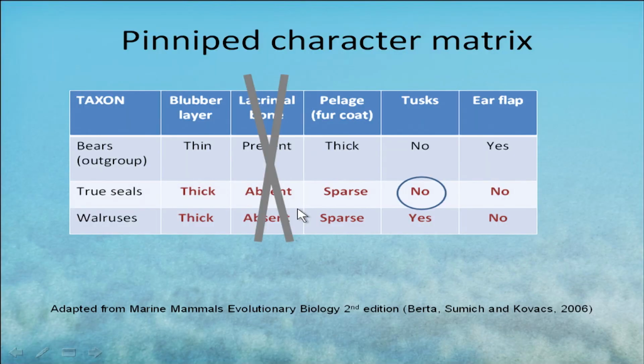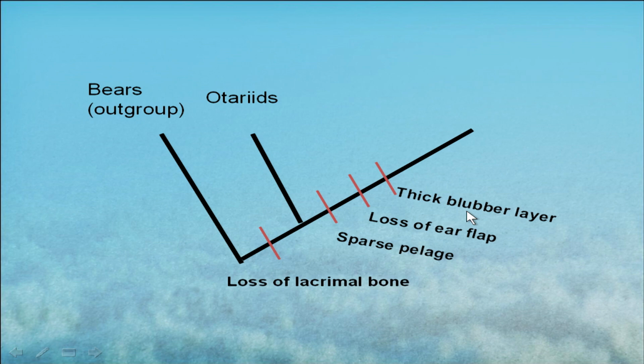So going back to our character matrix, let's take a look at our revised list here. We have our phocids, which are our true seals, and our walruses. If you just look at these two, you'll notice they share quite a few apomorphs, such as a thickened blubber layer and a loss of a fur coat. They don't share the tusks, but they do also show the loss of an ear flap. So we can mark those three apomorphs on our cladogram. So we have here the sparseness of the fur coat. We also have loss of an ear flap and a thickened blubber layer.